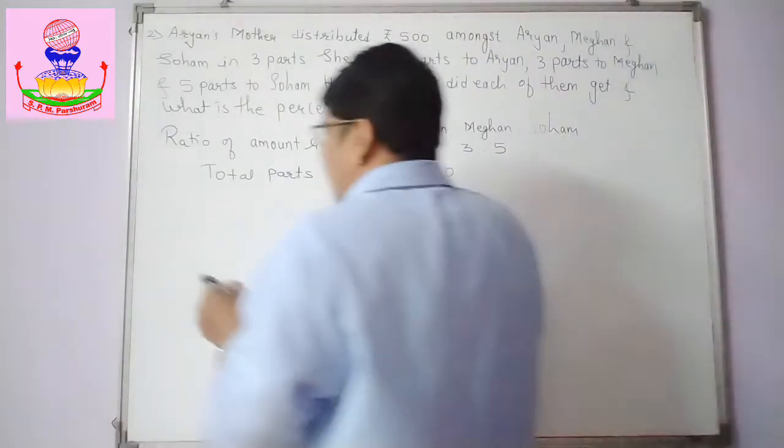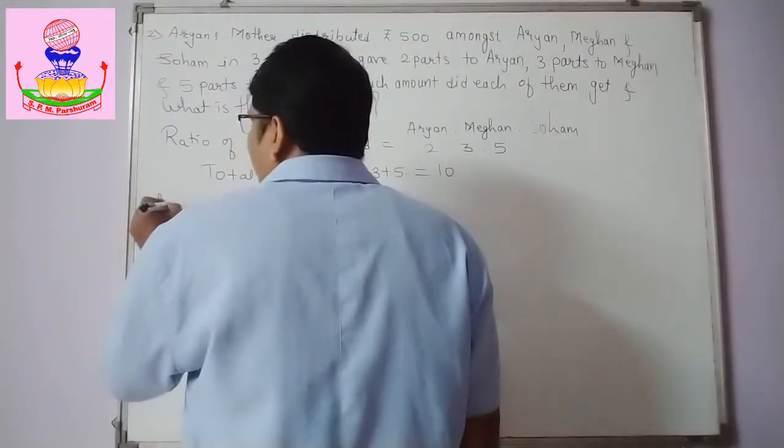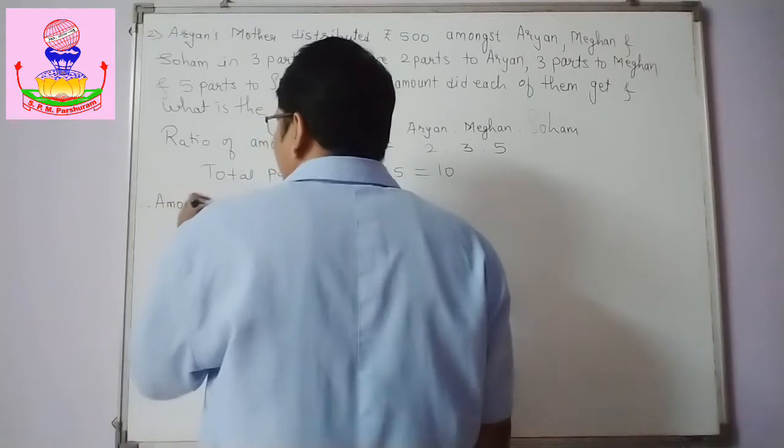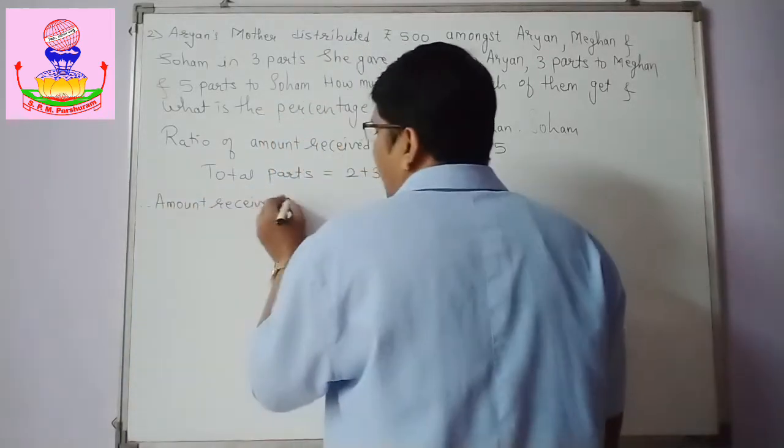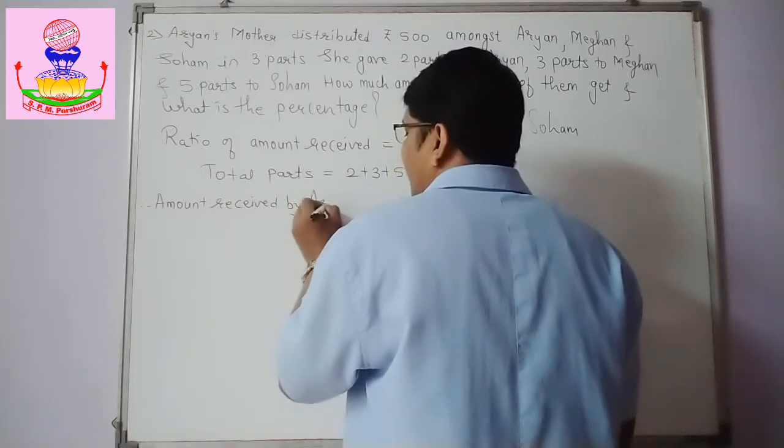So amount Soham received. Okay. Amount, okay, not Soham. First amount received by Aryan. So first we'll find the amounts. Okay. Amount received by Aryan.